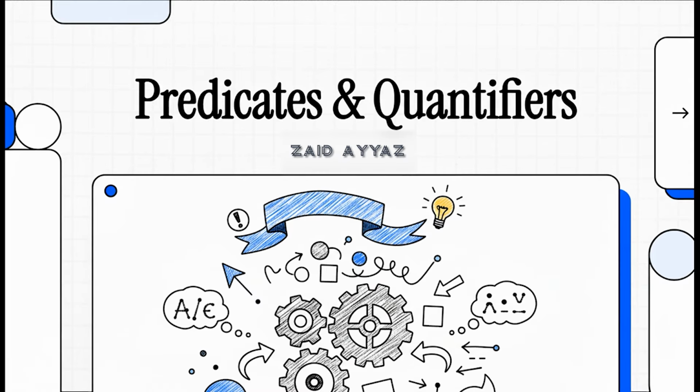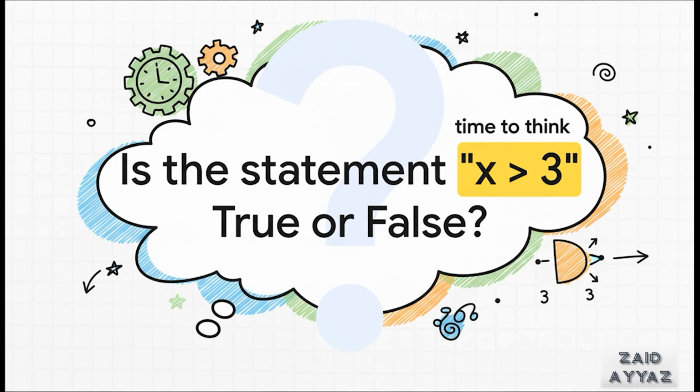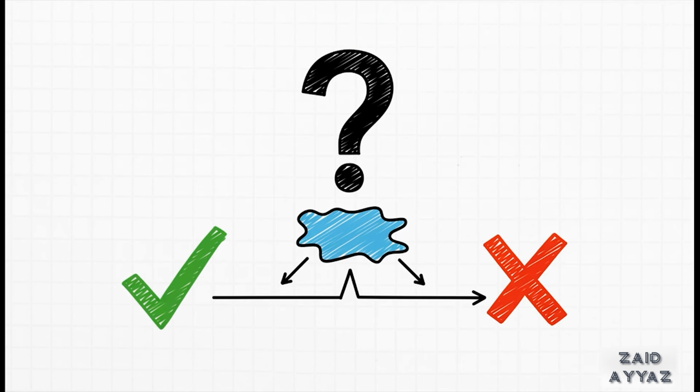Let's get into it. So let's just start right there with that question. Is the statement x is greater than 3 true, or is it false? Just take a second. What's your gut feeling? If you were thinking, well, it depends, then you are exactly right. It's neither true nor false because we have no idea what x is. And that, as simple as it sounds, is a massive problem for the rules of basic logic.